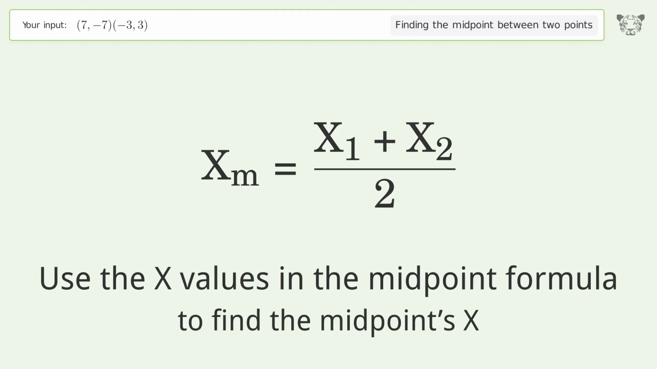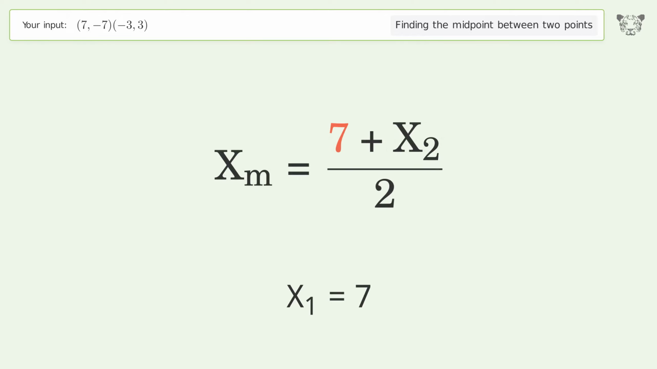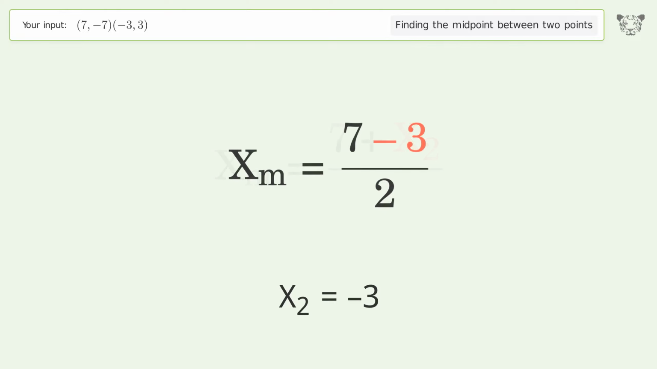Use the x values in the midpoint formula to find the midpoints x. x1 equals 7. x2 equals -3. Simplify the arithmetic.